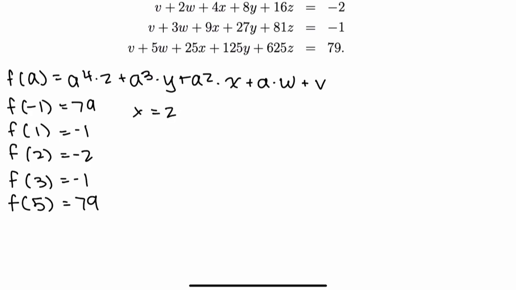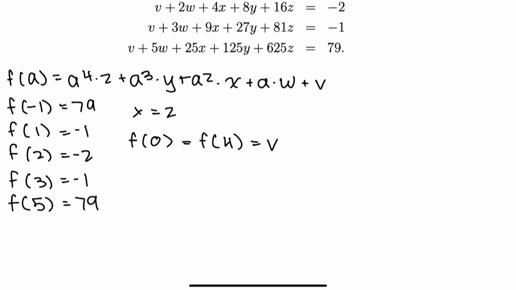Then, because f of 0 and f of 4 are symmetrical around x equals 2, we have that f of 0 equals f of 4. But f of 0 is just a constant term, since all the other terms will equal 0. So that means f of 0 equals f of 4 equals v.